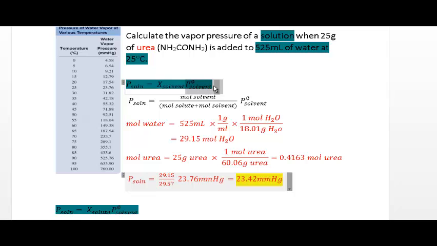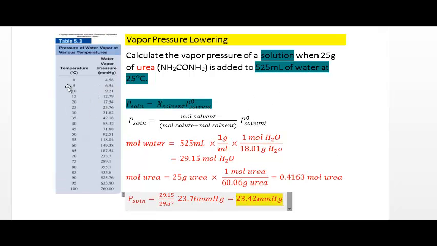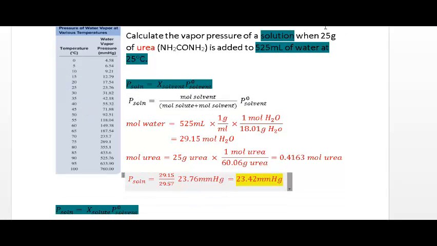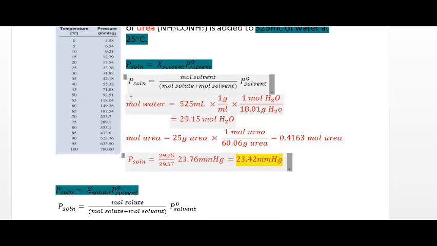So what is the vapor pressure of pure water by itself, without any addition of anything? You can look at a table. This table will be given to you on any type of examination. Since we're at 25 degrees, the vapor pressure of water at 25 degrees is 23.76. So we can plug in these values here. The new vapor pressure of the solution is going to be the mole fraction, moles of the solvent divided by the total number of moles, times the vapor pressure of solvent water by itself.